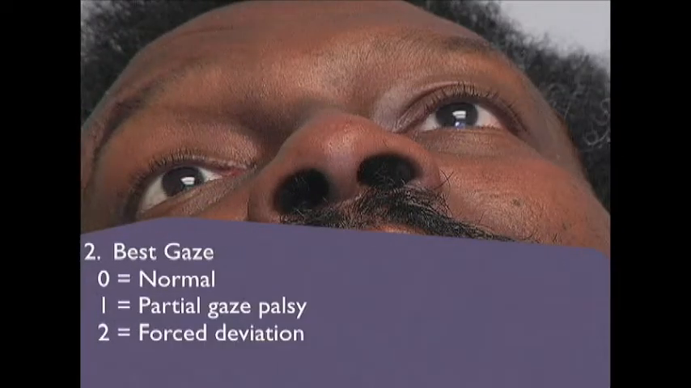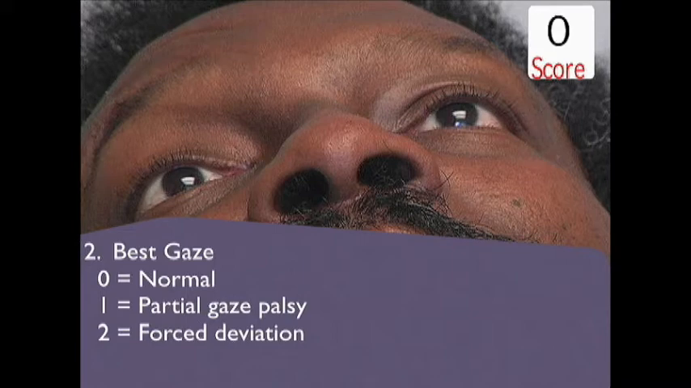Mr. Jenkins, next I'd like you to take a look at my finger and try and follow it with your eyes. Try not to move your head. Thank you. The horizontal eye movements are normal and full. The score is therefore 0.